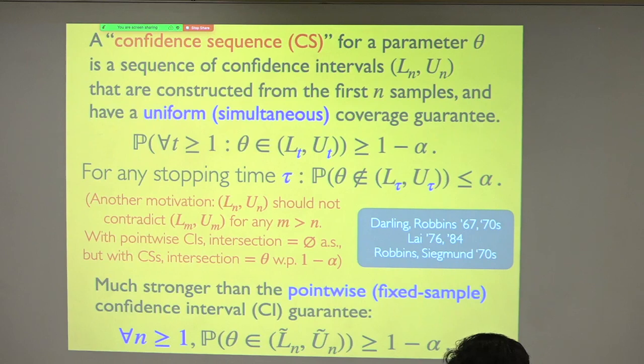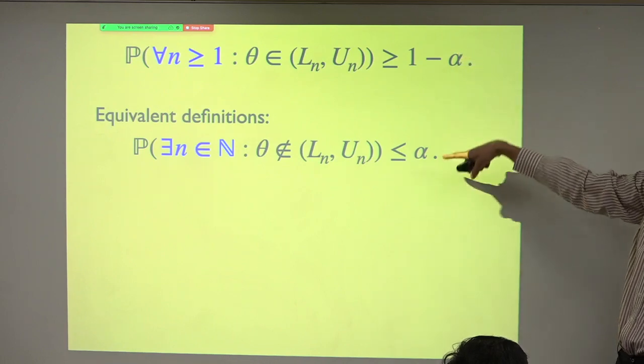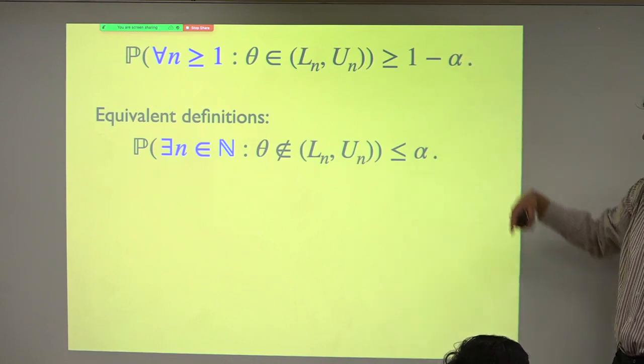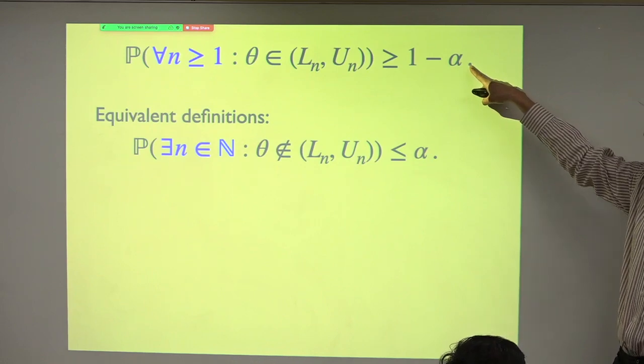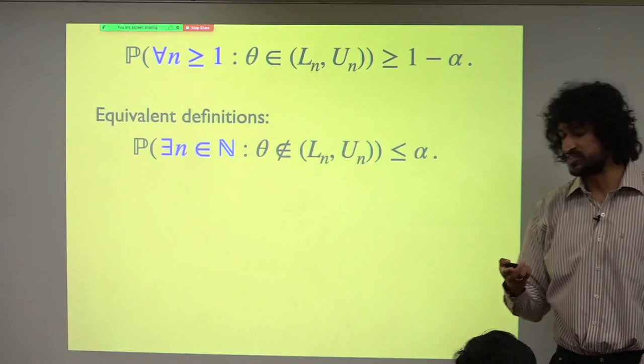I would like to be able to track my data, stop at any time, and have a valid inference at the stopping time, and then you're asking for a confidence sequence. Hopefully this definition is clear. There's a for all on this side, so hopefully it's simple enough. As I said, there are many ways of writing this definition. If you want to flip the for all to an exists with a miscoverage, this is saying coverage for all, and this is saying the probability that there exists any n at which I miscover is at most alpha.